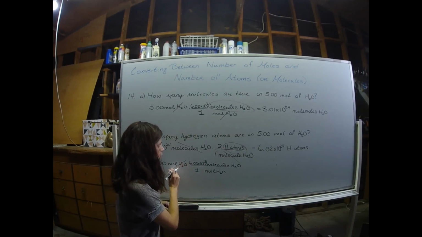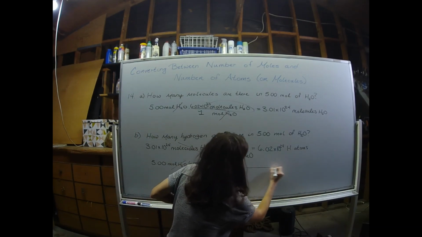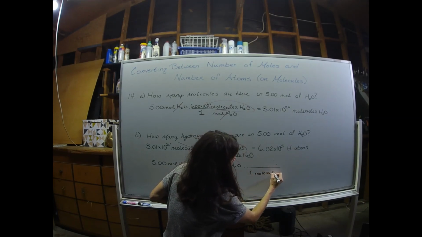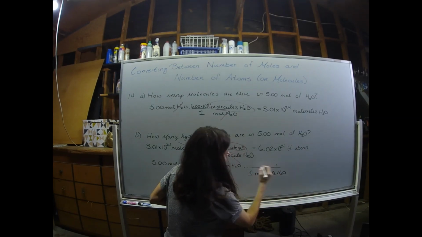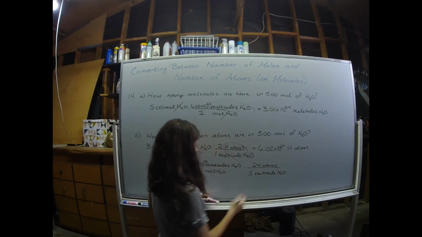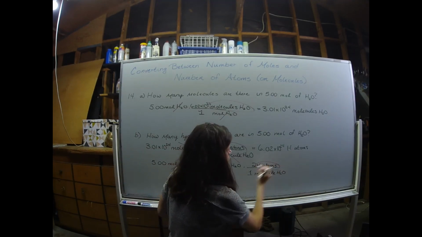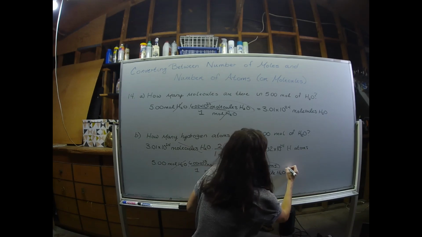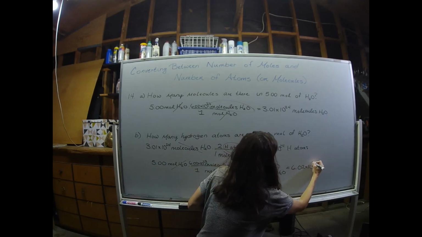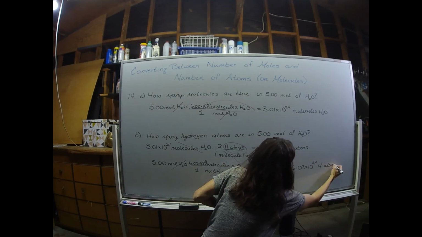So moles of water cancel. Now we need to get rid of molecules of water, so say 1 molecule of water contains 2 hydrogen atoms. Now molecules of water cancel with molecules of water, and we're just left with hydrogen atoms. So our answer will be the same, 6.02 times 10 to the 24th hydrogen atoms.